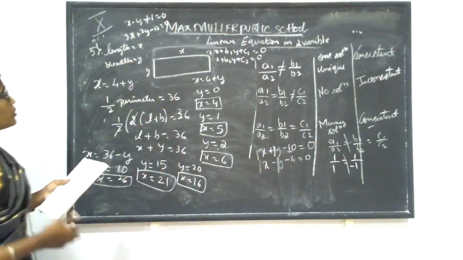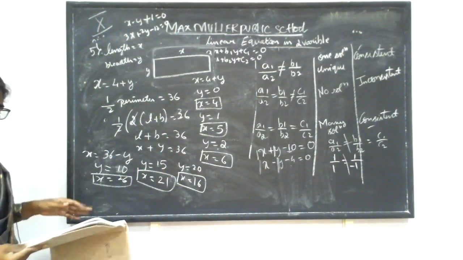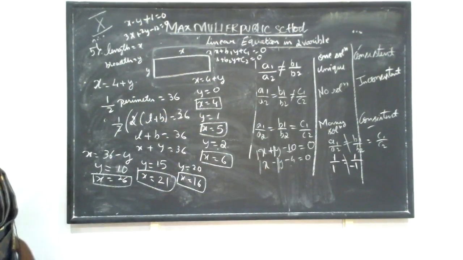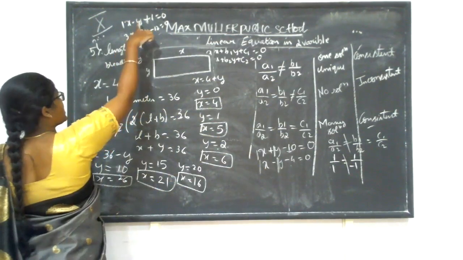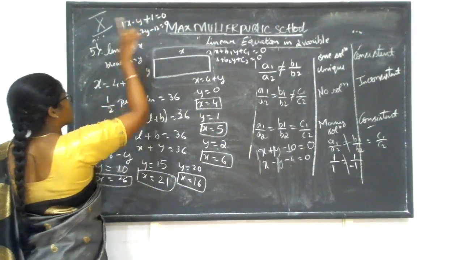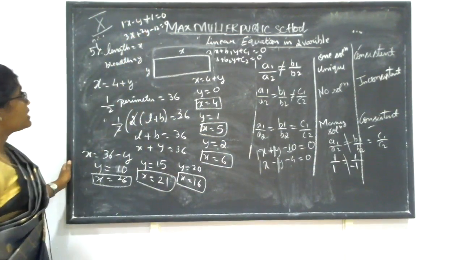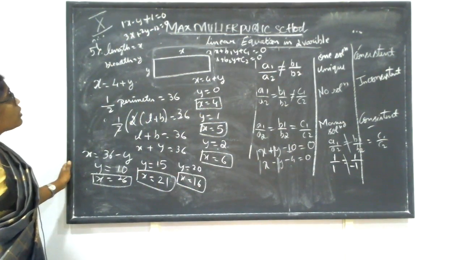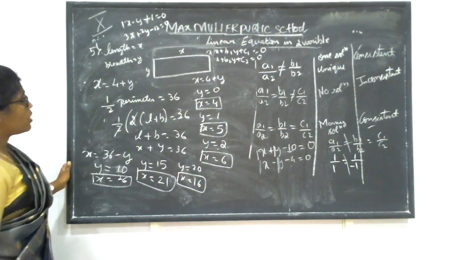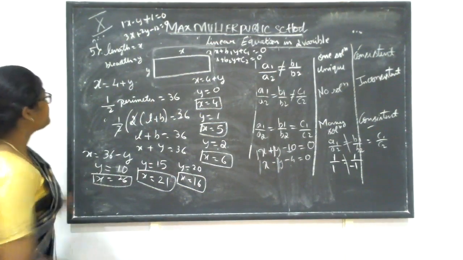Now what are you going to do? You are going to check first whether it is intersecting or not. If it is intersecting, a1 is 1 and a2 is 3, b1 is minus 1 and b2 is 2. Yes, it is going to intersect. So you are going to get intersecting lines here, and you will get a triangle. You need to solve it by the graphical method.